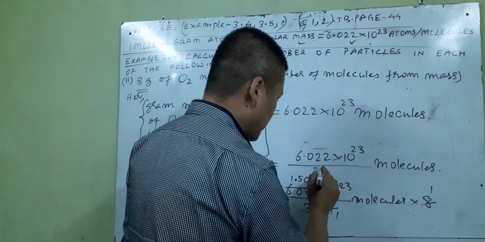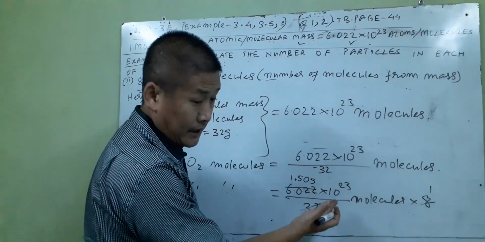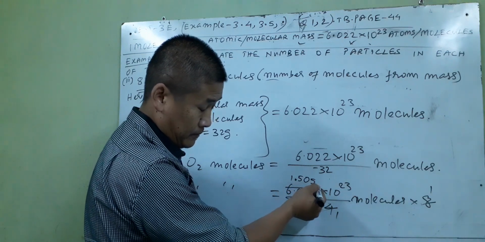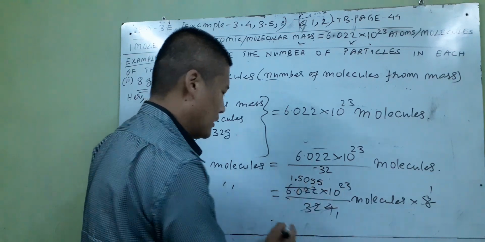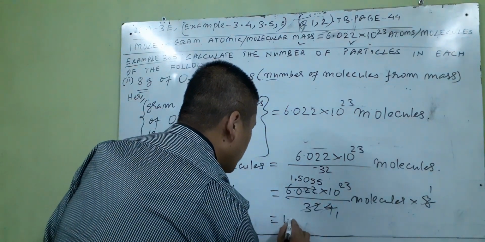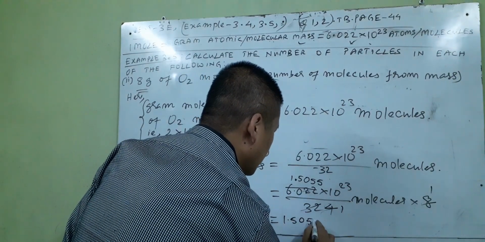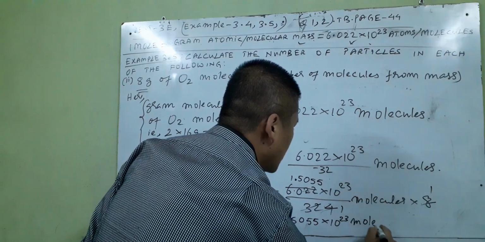Let me write this a little bit above so there is no confusion. Now, 4 5s are 20. Then 2 in hand again. Because of this decimal, 0 could go back next to the remainder because no more digits. 4 5s are 20. So our answer here is 1.5055 into 10 to the power 23 molecules. This can be your answer, no harm.